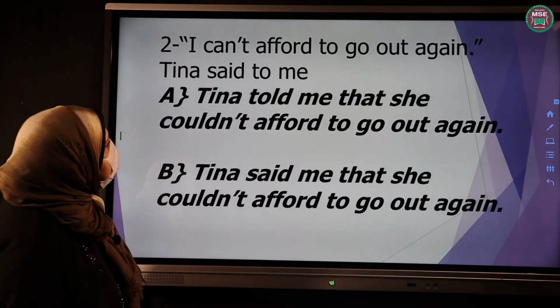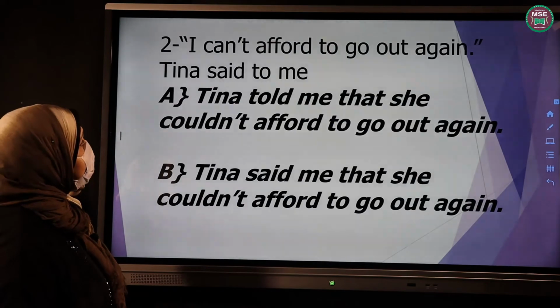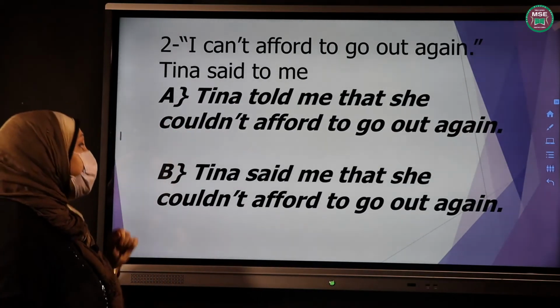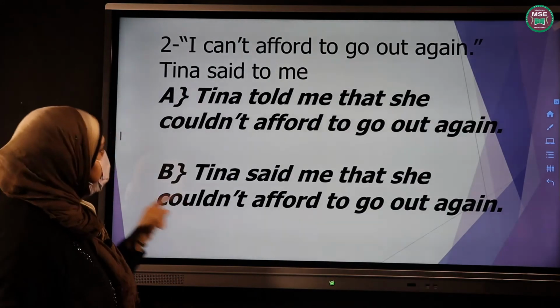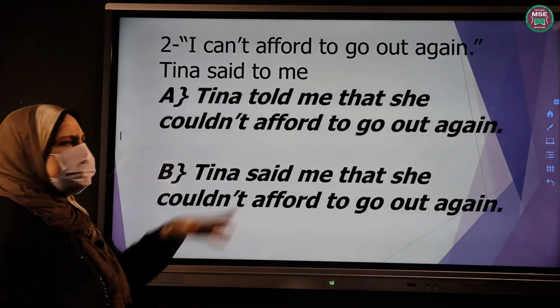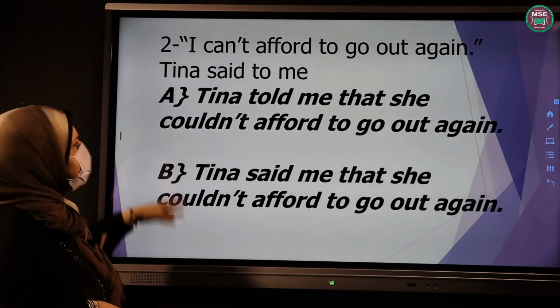I can't afford to go out again, Tina said to me. So which one is correct? Will I say Tina told me that she couldn't afford to go out, or Tina said me that she couldn't afford to go out? Logically enough, we don't say said me, okay? I say told me, or said alone. So the right answer, of course, is number A.